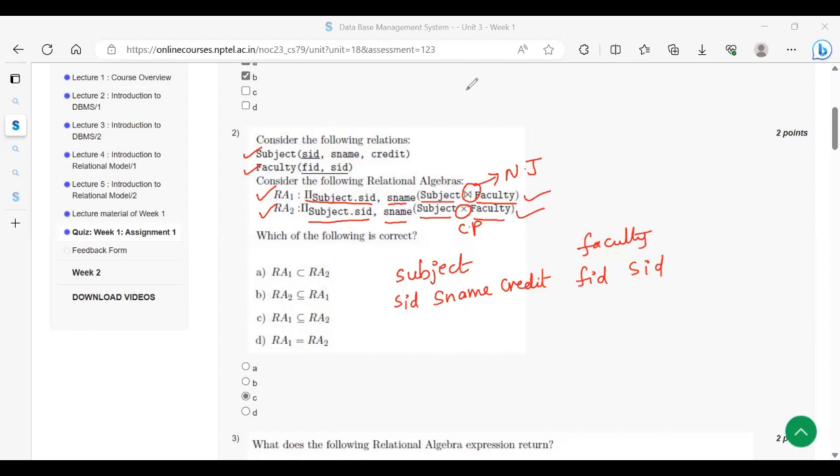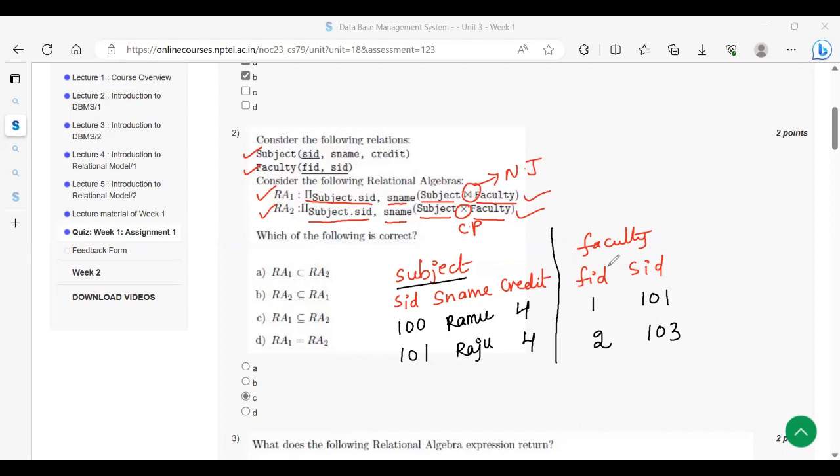So let us fill in these details. Let us assume SID is 100, SName is Ramu, credits 4, and the next student ID is 101, Ram, faculty name Raju, and credits 4. This is the first table. In the second table, I write faculty ID 1 and SID 101, then faculty ID 2 and SID 103. So I have written two tables, one subject and the second faculty.